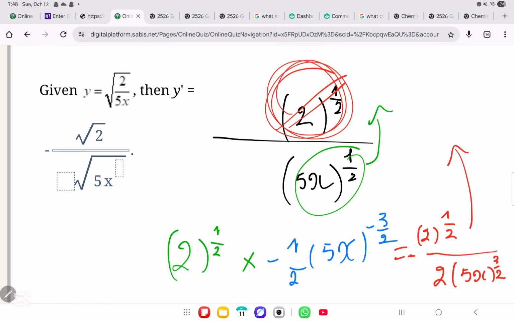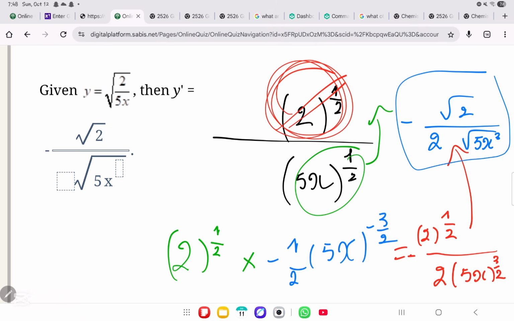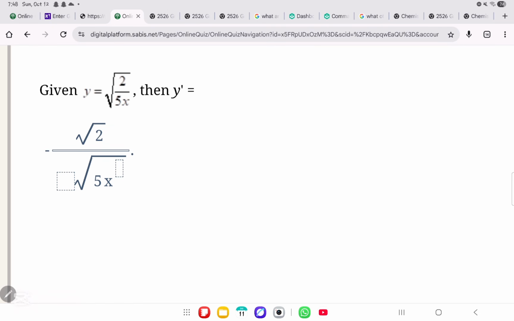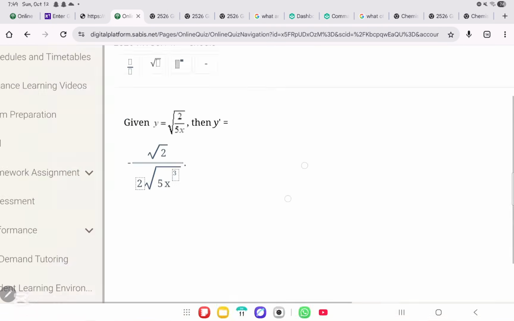So then we'd need to make it again into the radical form. So it's minus radical 2 over 2 with the square root of 5x to the power of 3. Okay, so this is the final answer we get for this. Radical 2, minus radical 2 over 2 times the square root of 5x to the power of 3.